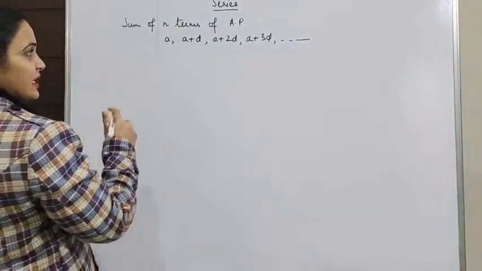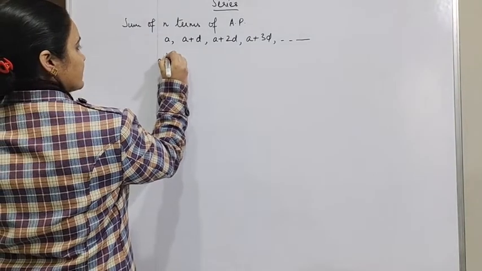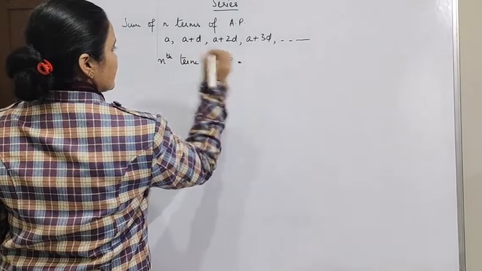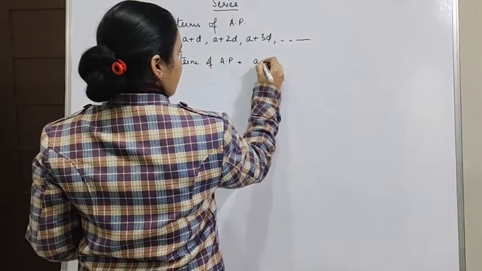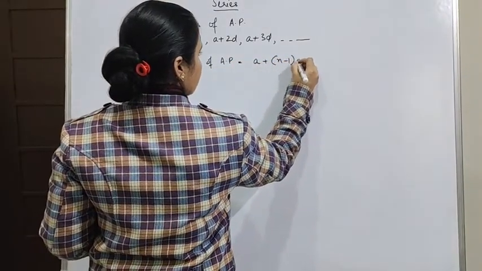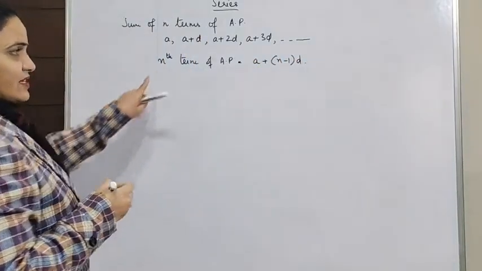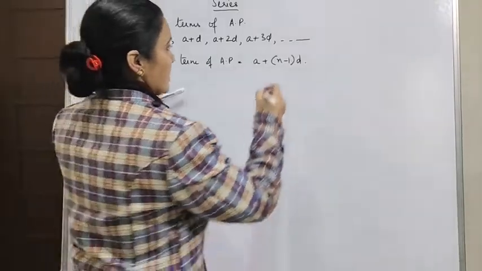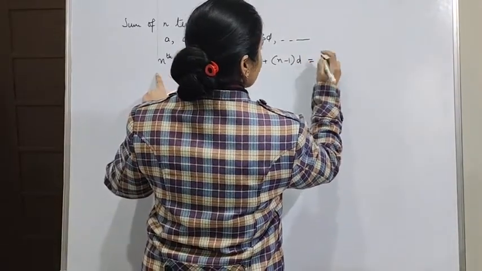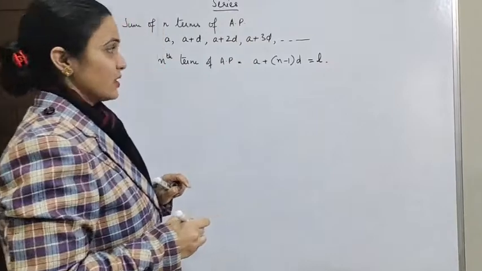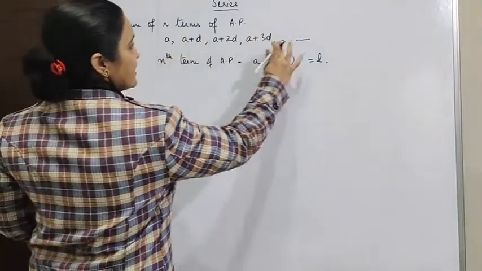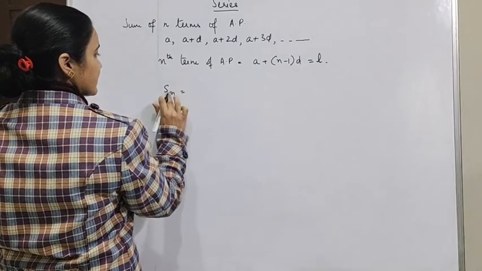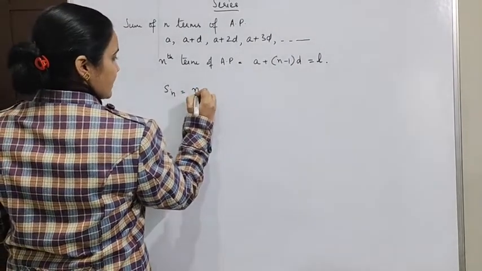So what will be the nth term? The nth term of this AP will be equal to a plus n minus 1 times d. We have discussed this earlier also. Let us suppose this is the last term, which is equal to l. So the sum of n terms of the AP is given by the formula Sn is equal to n by 2.